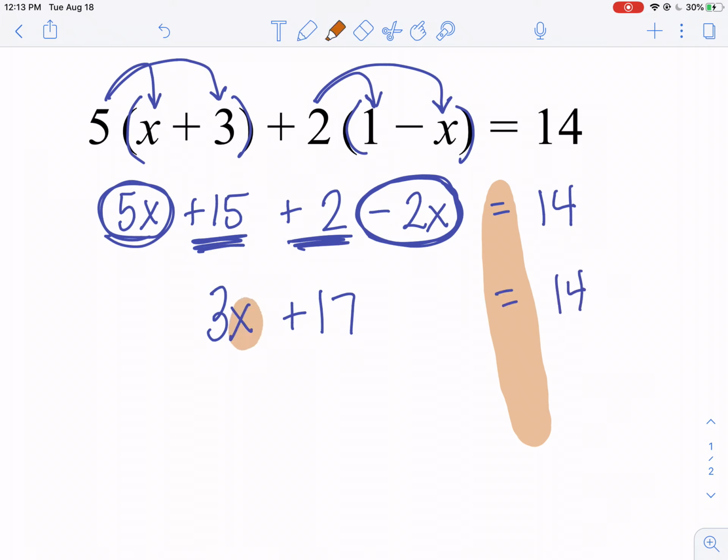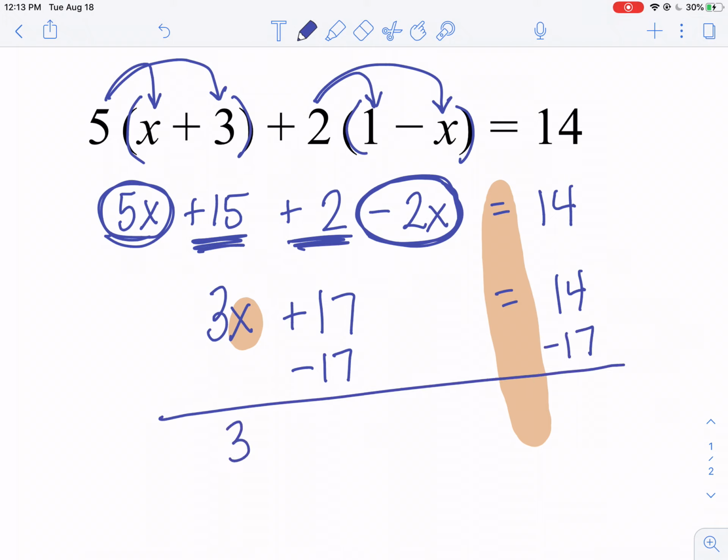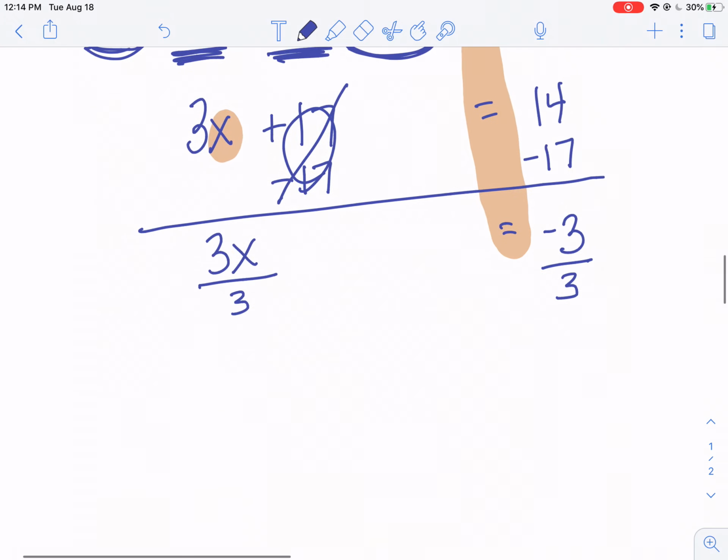I want to get x by itself. So first I'm going to get rid of the 17. It's plus 17, so I'm going to do the opposite, minus 17. What I do on one side, I have to do on the other. So I have 3x. 17 minus 17 makes 0. Equals 14 minus 17 would be negative 3. I'm going to go ahead and divide by 3. Divide by 3. So x equals negative 1.